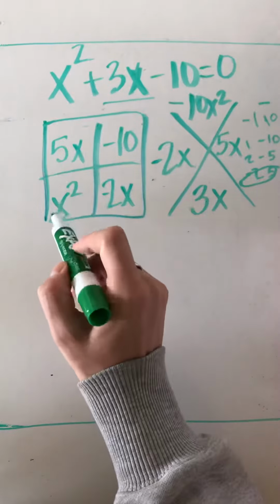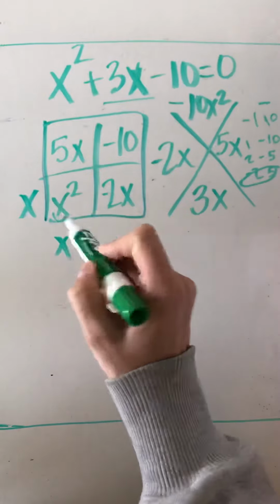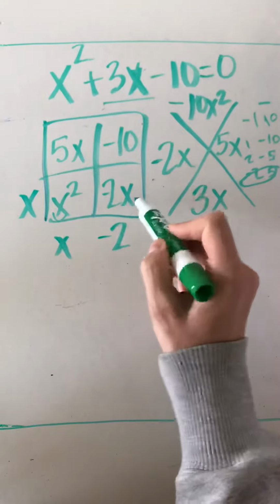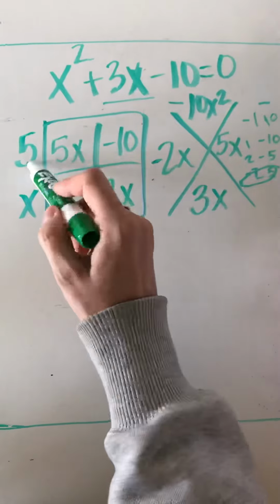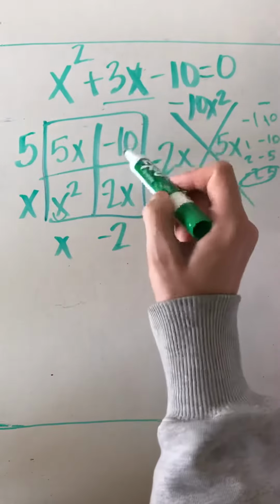And x squared's easy because it's always just going to be an x and an x. X times negative 2 makes negative 2x. X times 5 makes 5x, and then 5 times negative 2, okay, it's negative 10, so I know I did it right.